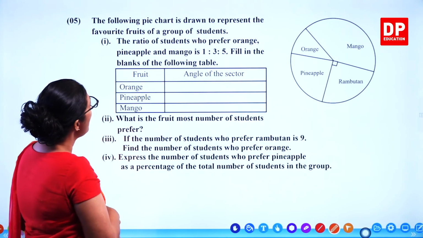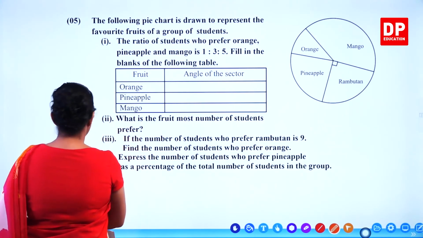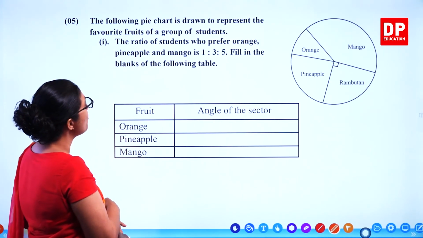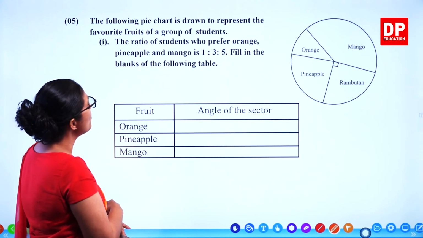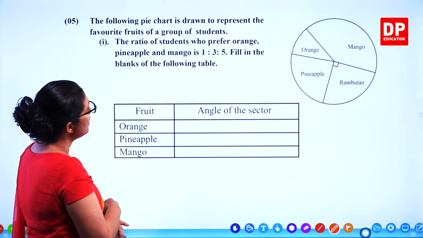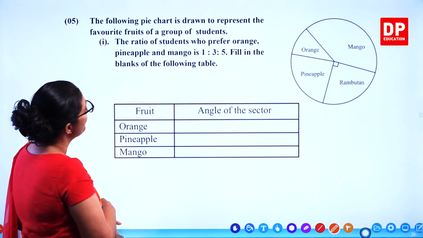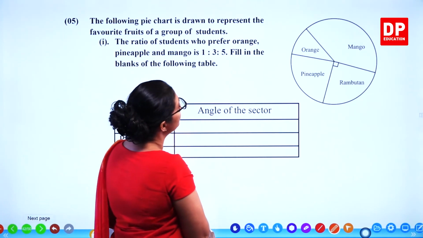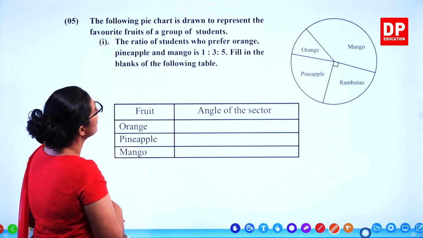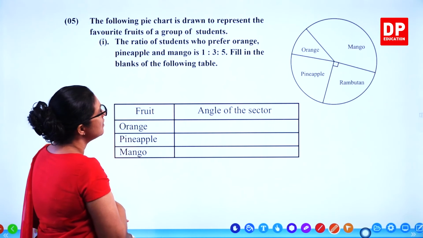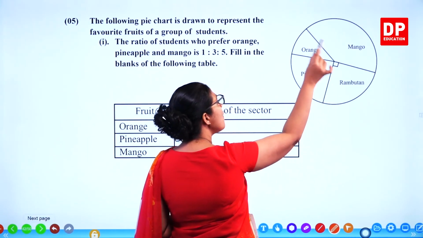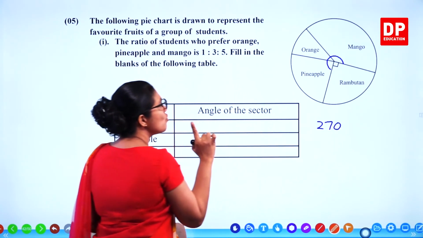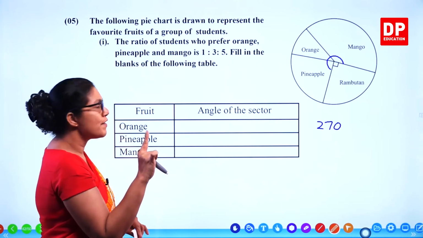This is about a pie chart. The following pie chart is drawn to represent the favorite foods of a group of students. The ratio of the students who prefer orange, pineapple, and mango is 1 to 3 to 5. Fill in the blanks of the following table. So, this is 90 degrees given. So, the other part, so the whole thing is 270. So, 270 you have to divide into 1 to 3 to 5 ratio.